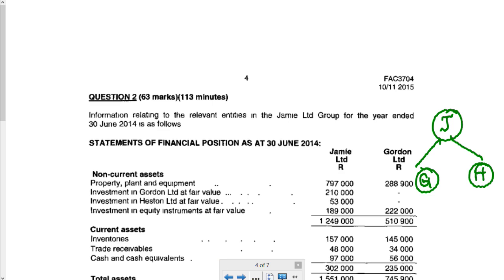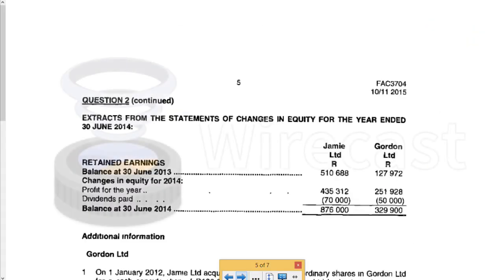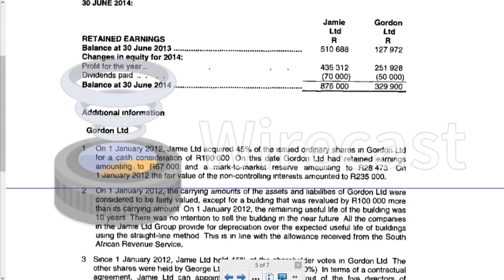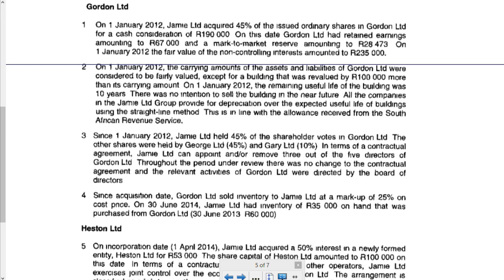We carry on looking. I think what lands up being is that Gordon lands up being a subsidiary. We acquired 45% of the shares in Gordon for cash consideration. They had retained earnings, the carrying amounts of assets and liabilities. There was no intention to sell the building. Since 1 January, we had 45% of the votes. The others were held by other people in terms of a contractual arrangement. So here's the story that's going to tell us whether we have control or not. But I think the conclusion is that we do have control.